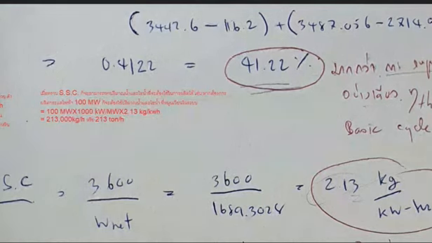So in this example, if we want to generate 100 megawatt of power, we would need to circulate about 213 tons per hour of water and steam. So this specific steam consumption is quite important for us to know how much water we need.